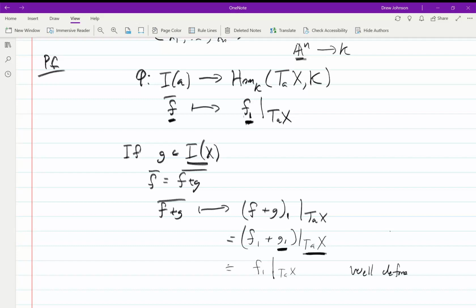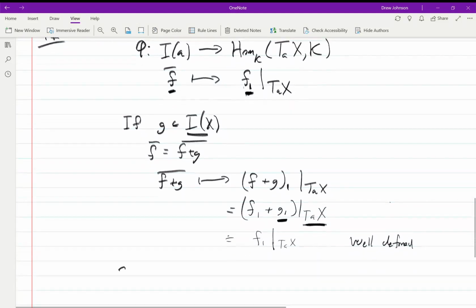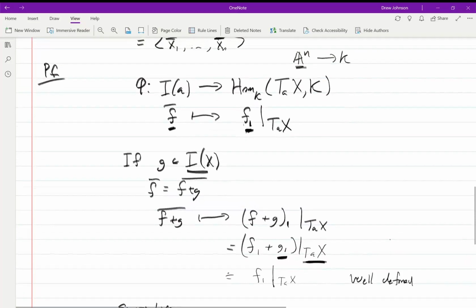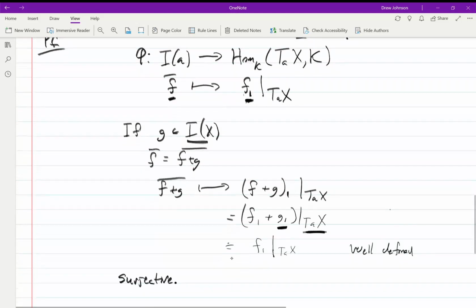Well defined. We should also note that it is surjective. Why is that? Well, any map from a subspace, the T_A X, to K could be extended to a map from A^n to K. Right? That's no problem to extend a linear map, and so you can just use that there. So I think it's easy to see it's surjective.